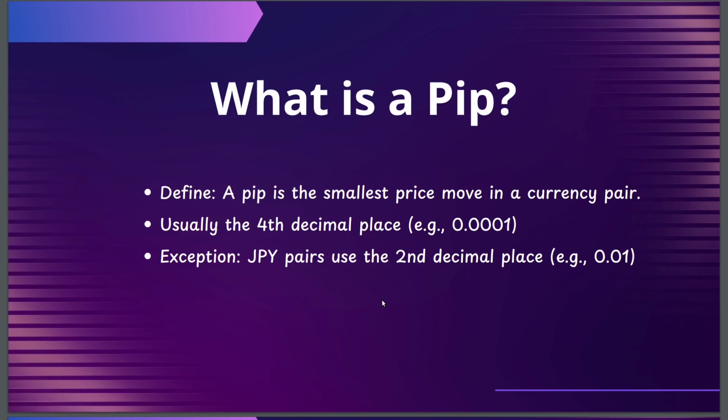So what is a pip? These are terms you have to get familiar with. A pip is the smallest price move in a currency pair. For instance, for EUR/USD, the pip value is recognized from the fourth decimal place. Almost all JPY pairs, like GBP/JPY, are recognized from the second decimal position.